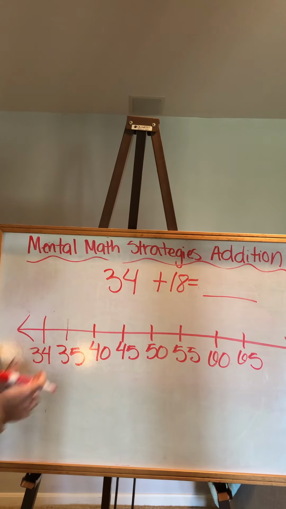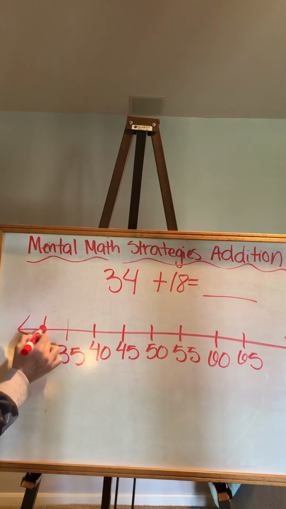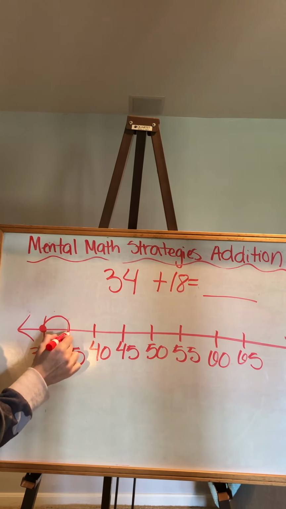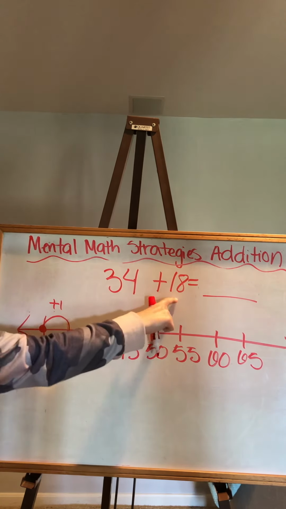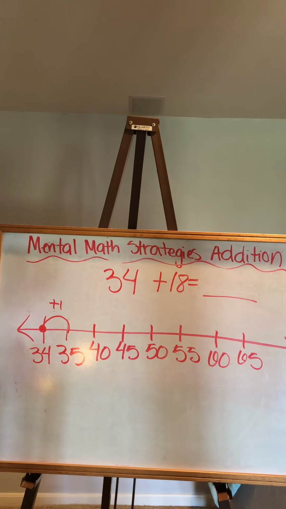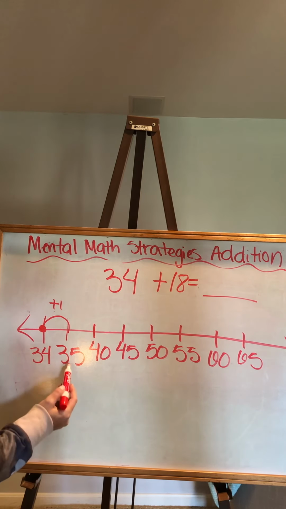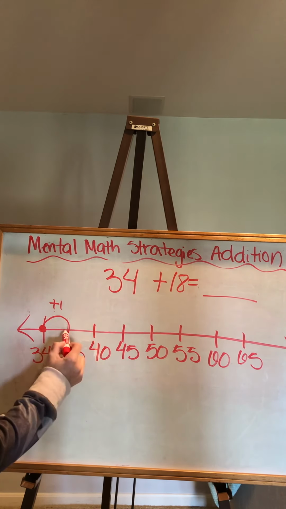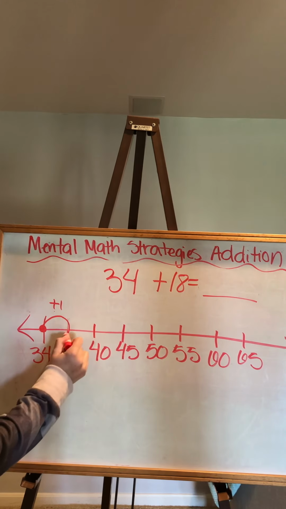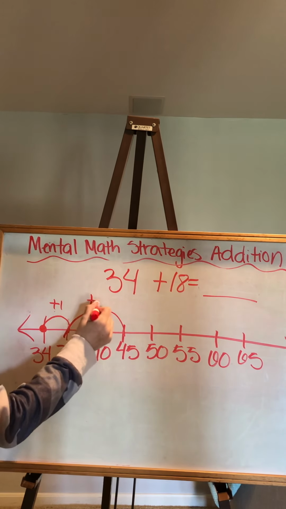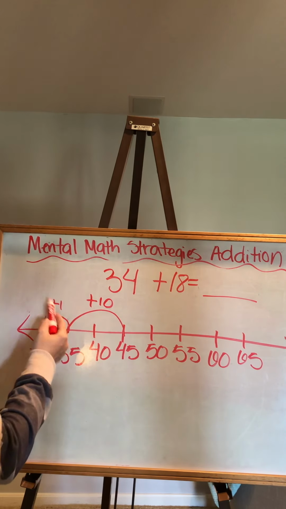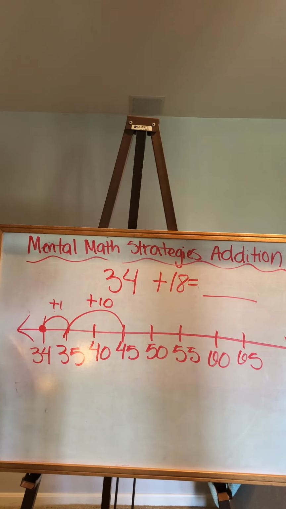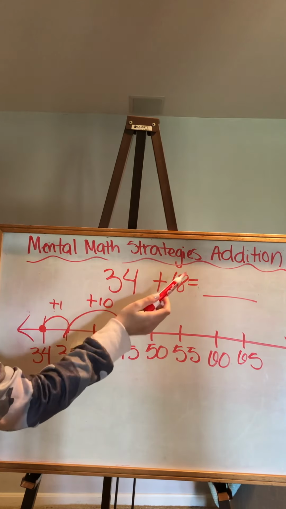Now, we're always going to put our dot on 34 first. I'm going to jump 1, which takes me to 35. That's 1 jump. We have to jump 17 more. So now let's do a 10, okay? So 35, 5, 10 would take us to 45, so plus 10. But are we done jumping? We have 10 plus 1. No. What is 10 plus 1? 11. We have to jump 18 spots.